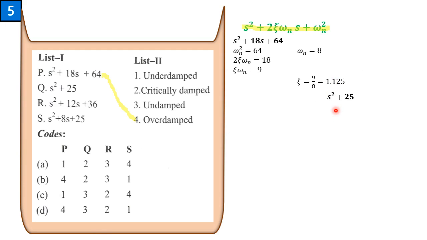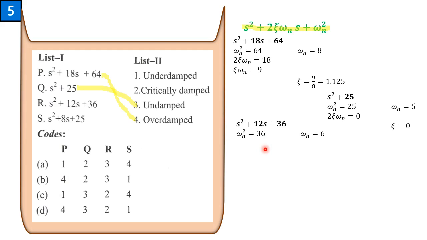Next is S square plus 25. Here omega n square is 25, so omega n is 5. 2 zeta omega n is 0 because the coefficient of S is 0 here. So zeta will also be 0. So for zeta 0, we have studied that it gives an undamped response, meaning an oscillatory response. So for this second one, it will be 3, undamped. It will be matched with undamped. So let's match it here. Now we will see about the next one.